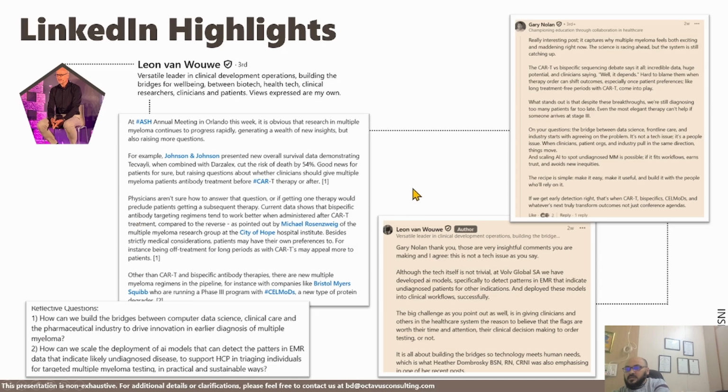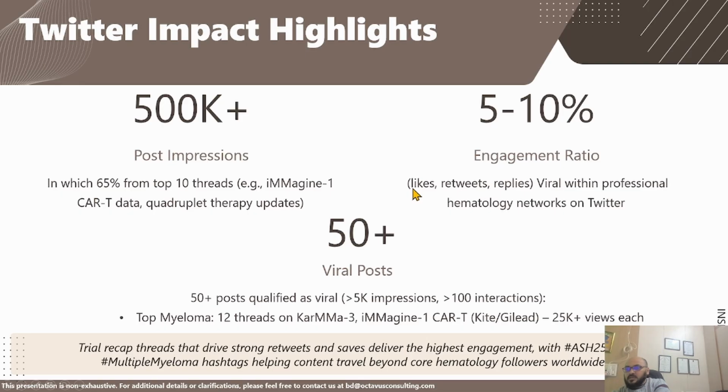So moving ahead from this profile, we go on Twitter. When we see that, there are 500K plus post impressions and the engagement ratio is between 5 to 10%. Right, and then 50 plus viral posts were there. Some of the viral posts, like 12 threads of Karma 3 and Imagine One drug CAR T cell, have drawn 25K plus viewership each. So this is a very highly specific and big number.